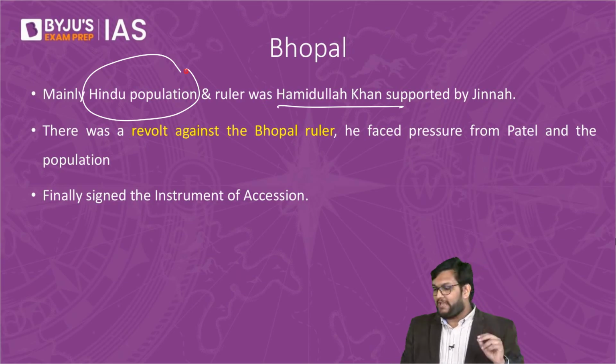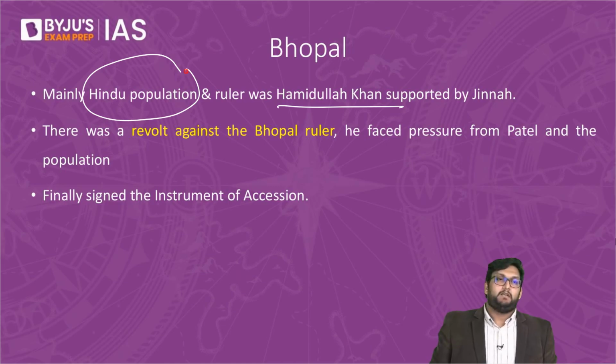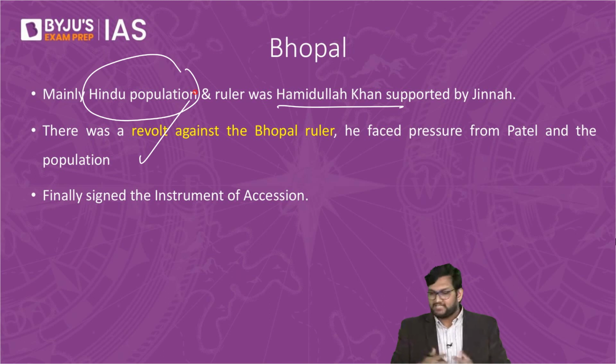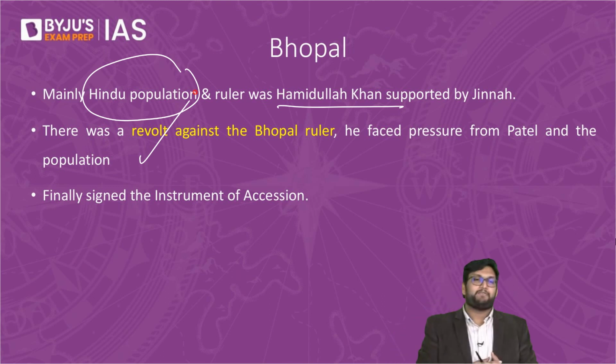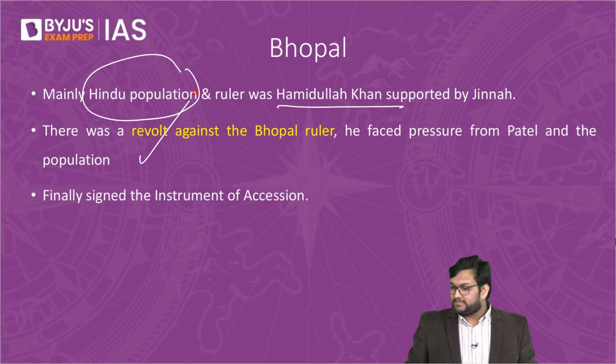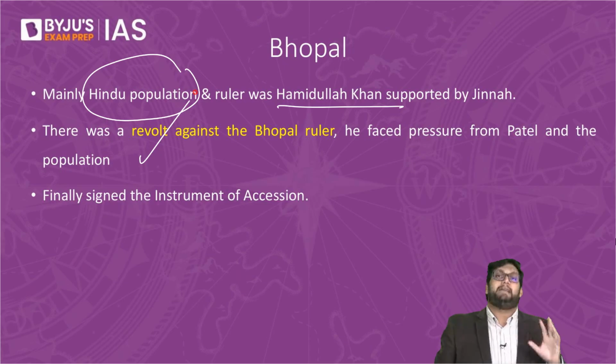And as soon as Hamidullah Khan says that I want to be part of Pakistan, again the people will revolt and Patel and Menon will create a lot of pressure. And thereafter, finally, he will again sign the Instrument of Accession. The simple point of the matter is that these rulers had lost their mind.